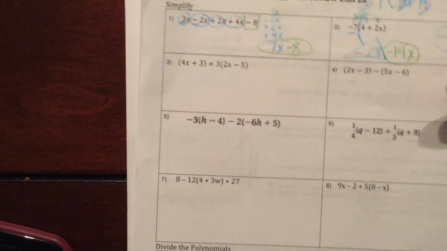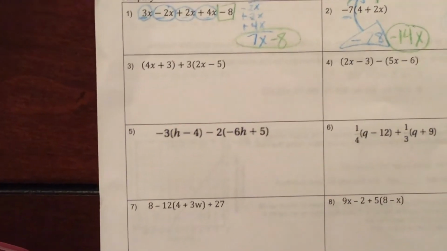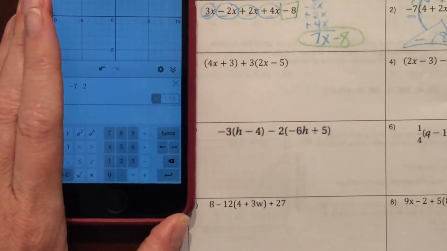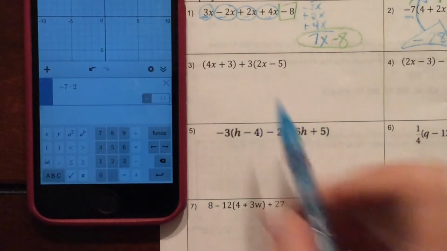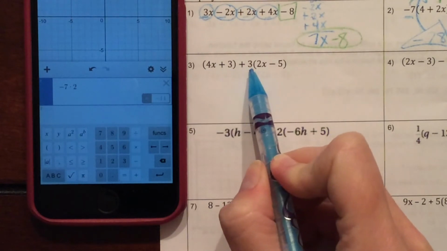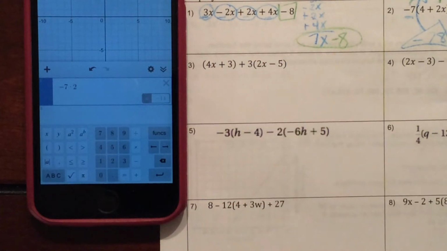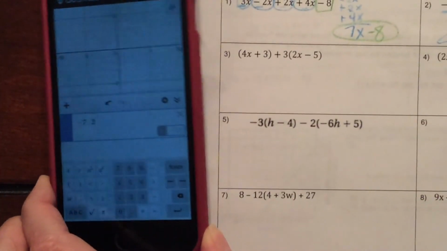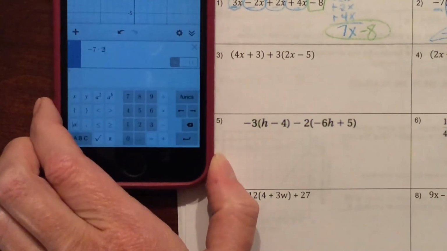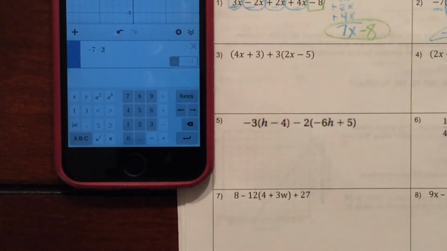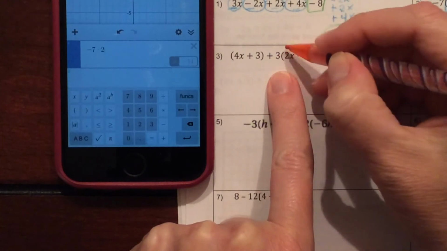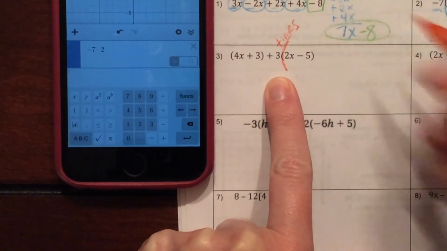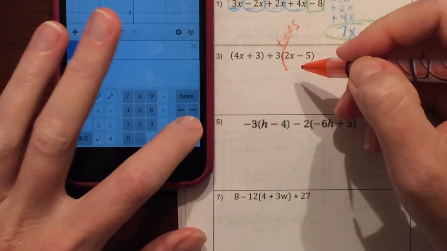Question number 3. In question number 3, making sure everything fits so that you can see it, we have 4x plus 3 plus 3, and then in parentheses 2x minus 5. So again, what we're looking for is to see if we can do our distributive property using our rainbows. Yes we can. It's going to be over here. The 3 is right next to the parentheses. So that means that we are going to multiply. So every time you go across, you're going to think times. You're going to hit the multiply button.